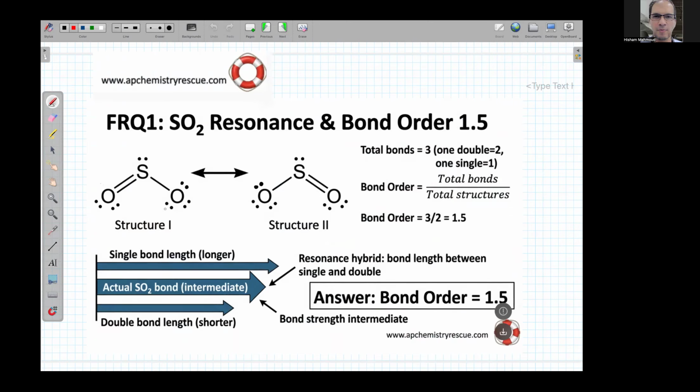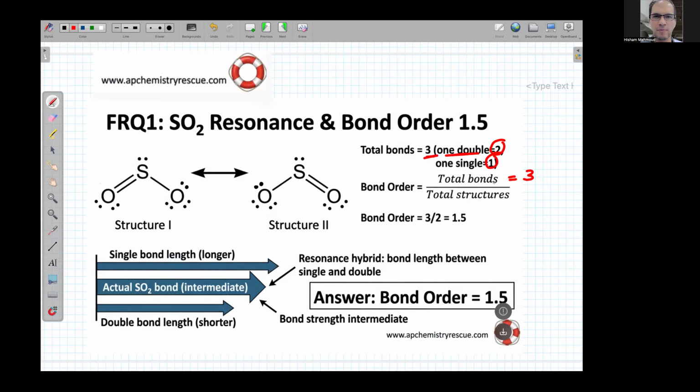In structure 1, we have 1 double bond, that's 2 bonds, and 1 single bond, that's 1 bond. So the total is equal to 3. One double bond equals 2, and 1 single bond equals 1. So the total is equal to 3 bonds.